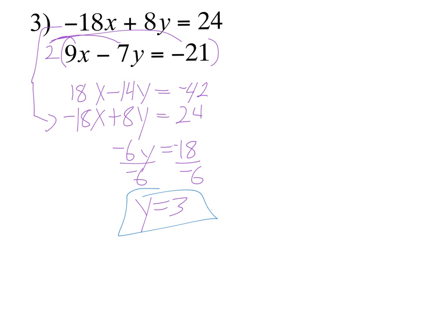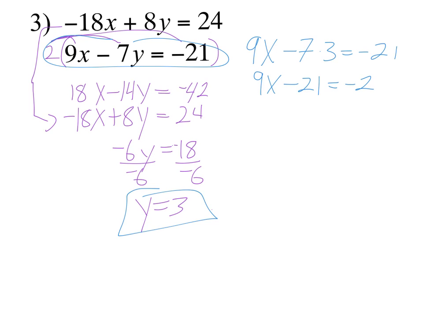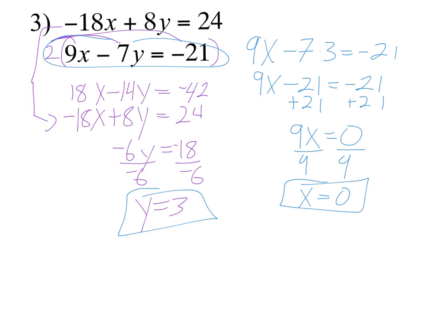That's my y answer. I'm going to use that to find my x answer. Neither of these is particularly appetizing. I'm going to choose the second one because the numbers are smaller. So 9x minus 7 times 3 is equal to negative 21. So 9x minus 21 is equal to negative 21. To get the x by itself, I'm going to add 21 to both sides. 9x is equal to 0, and I'm going to divide both sides by 9. And I get x is equal to 0. My solution would be x is equal to 0, y is equal to 3, or the ordered pair 0, 3.